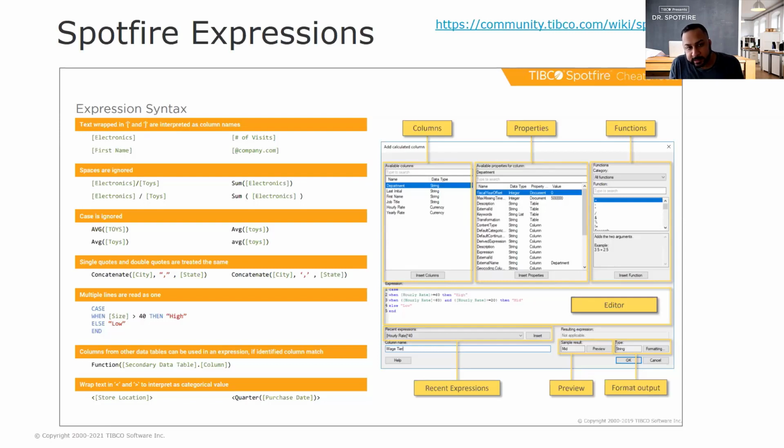Now, the syntax is a little different here. Your column name is going to be in square brackets, and Spotfire will color it green. It doesn't care about spaces. It doesn't care about the case. You can have uppercase, lowercase. Single quotes and double quotes are treated the same. Multiple lines are read as one, things like that.